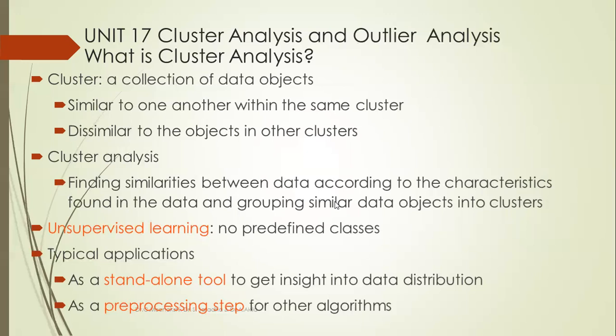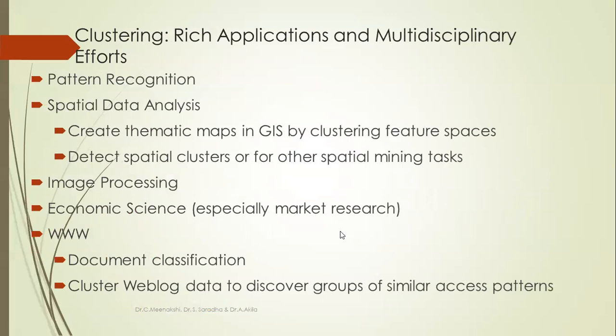So typical applications are as a standalone tool to get insight into data distribution, and also as a pre-processing step for other algorithms. The other applications are pattern recognition and spatial data analysis, such as thematic maps in GIS, the geographical information system, by clustering feature spaces. We also have spatial clustering and avoiding spatial mining tasks. Image processing also has an application, and then economic sciences and market research, as we've already discussed. And in the World Wide Web, document classification, since we can have different types of documents. I'm not going in depth, as we have discussed this. There is also customer weblog data, to discover groups of similar access patterns.